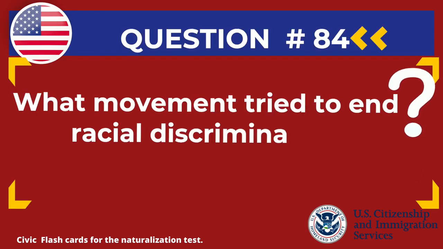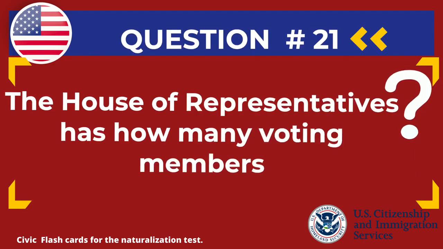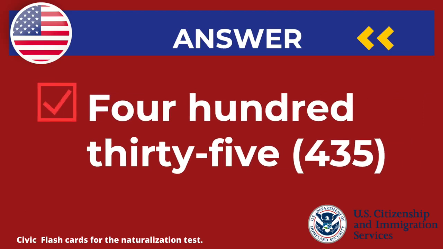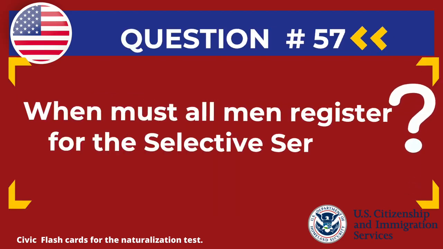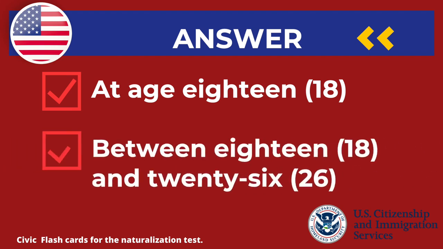What movement tried to end racial discrimination? Civil rights movement. The House of Representatives has how many voting members? 435. When must all men register for the Selective Service? At age 18. Between 18 and 26.